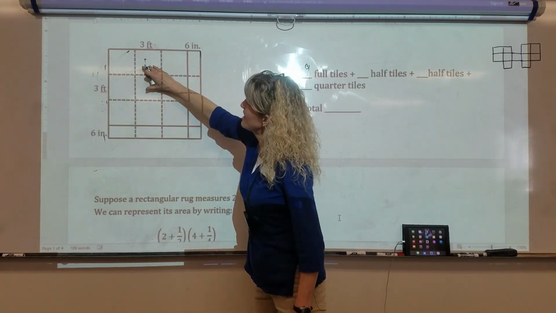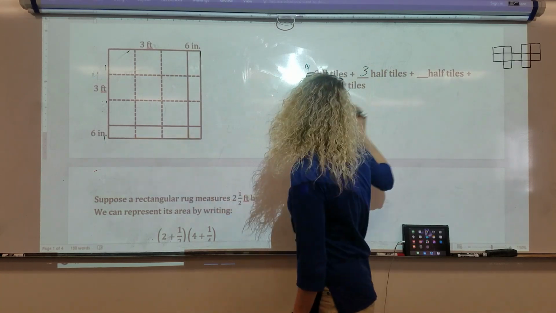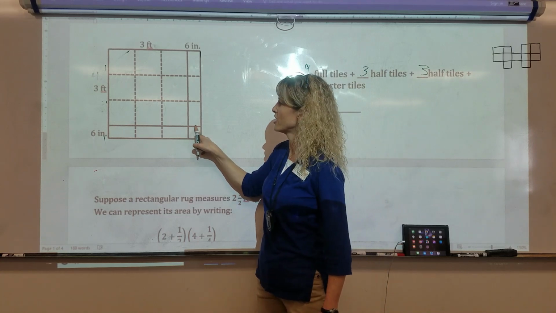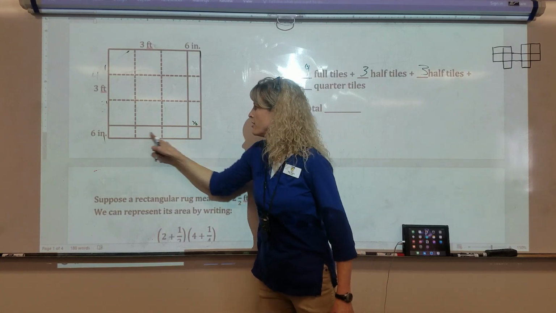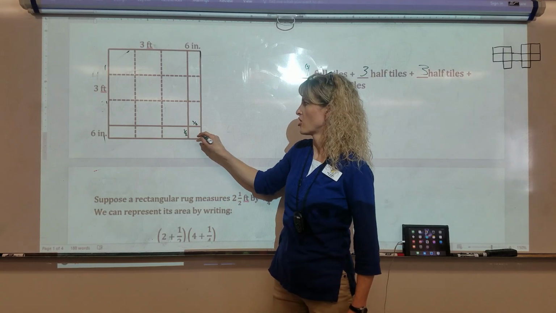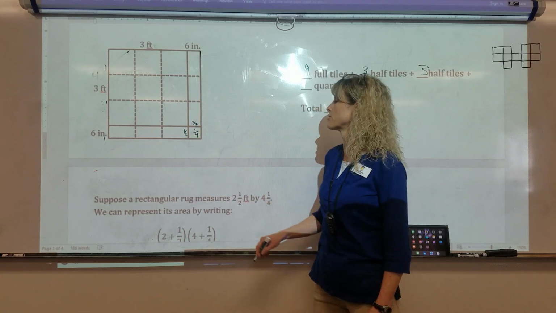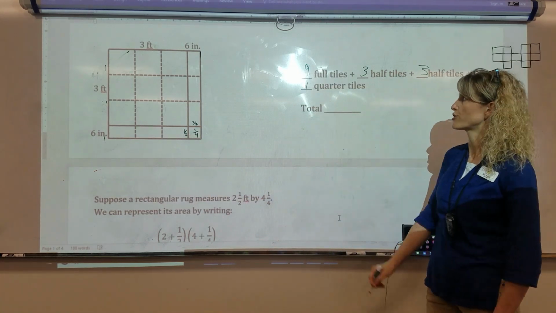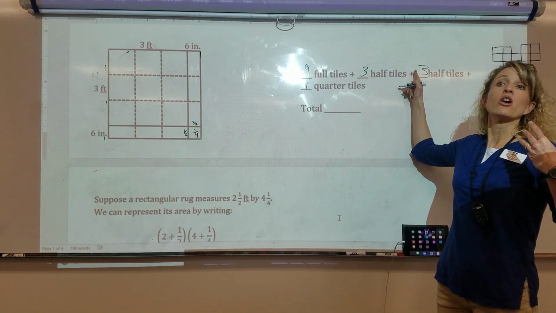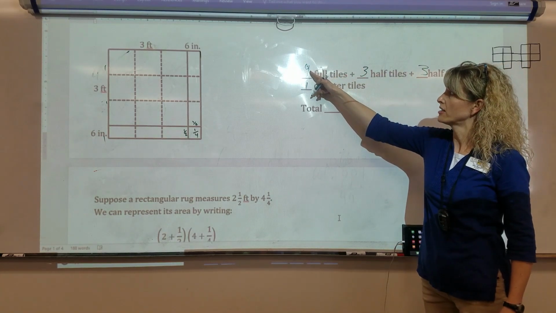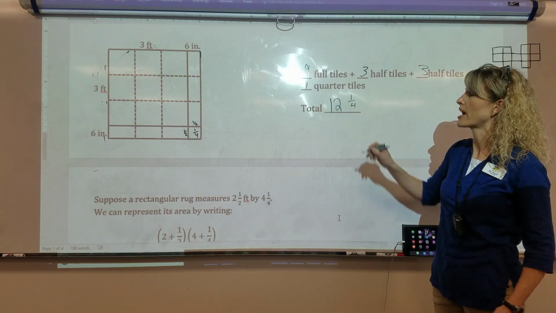On this side I've got 3 half tiles, and on this side I have 3 half tiles. And then this little guy is 6 inches, so he's half of a tile wide by half of a tile tall. His dimension would be 1/2 times 1/2, or 1/4. So I've got a 1/4 tile. If I took my 3 halves plus my 3 halves, that would equal 3 wholes. So really I have 9 plus 3, so I have 12 wholes, and then a little small guy.